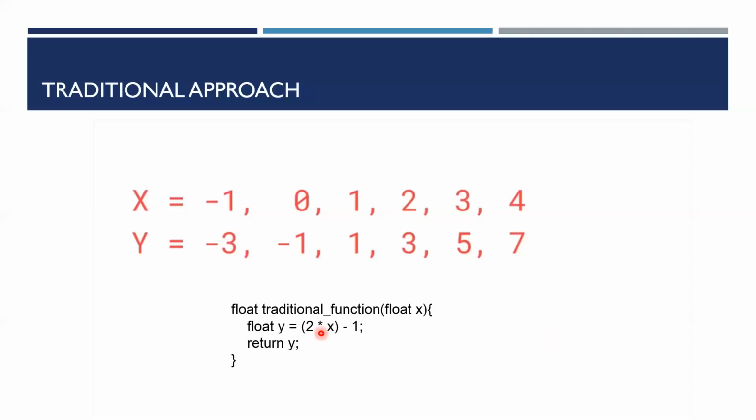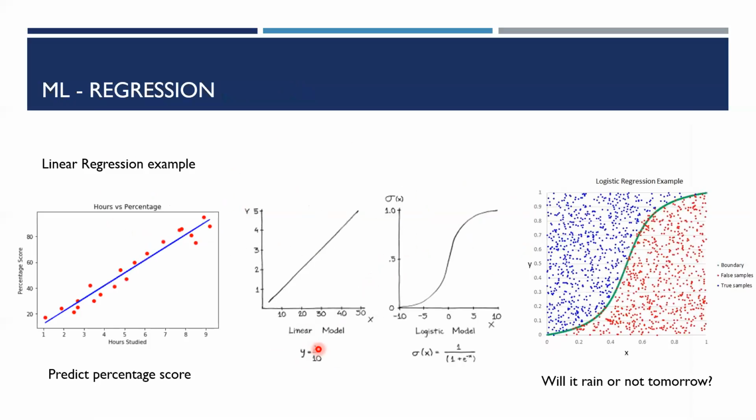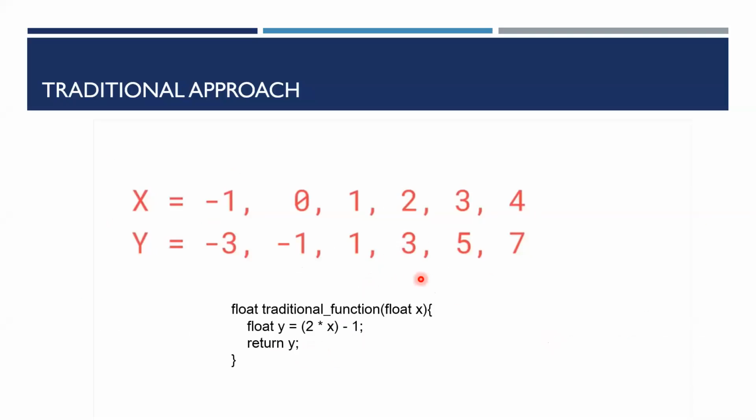This is what you were trying to do in the traditional approach. In the machine learning approach, you didn't have these answers. Here you just had the x values, and you knew the rule, and then you wrote it like this. But in machine learning, you are trying to understand the relationship between these 2 sets of data.